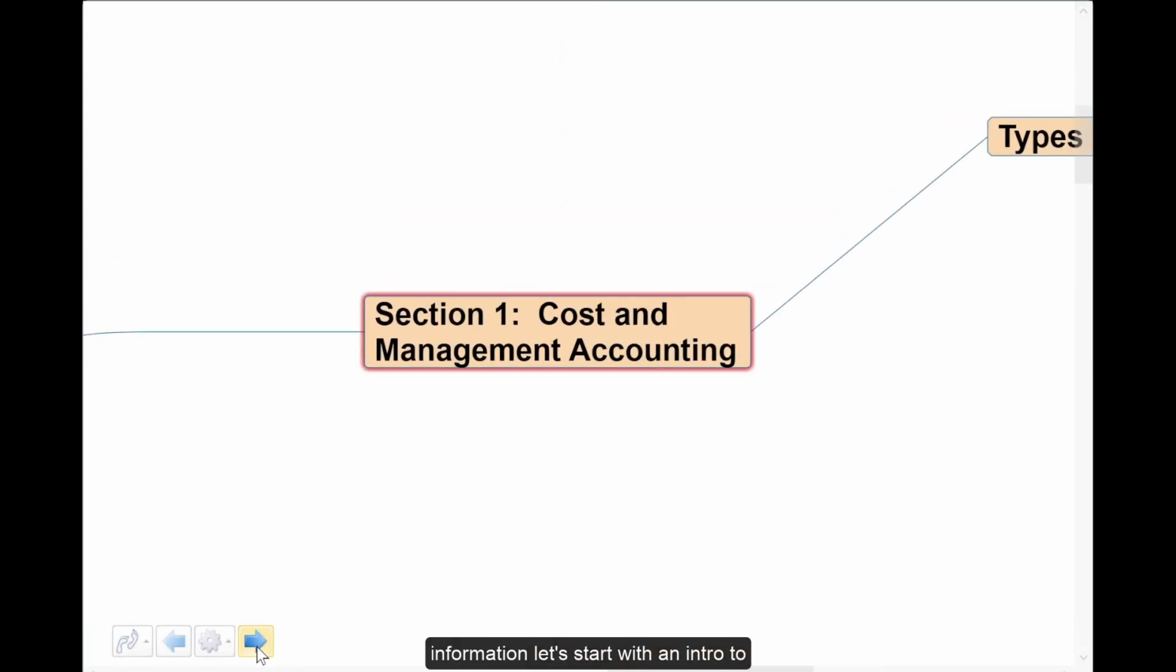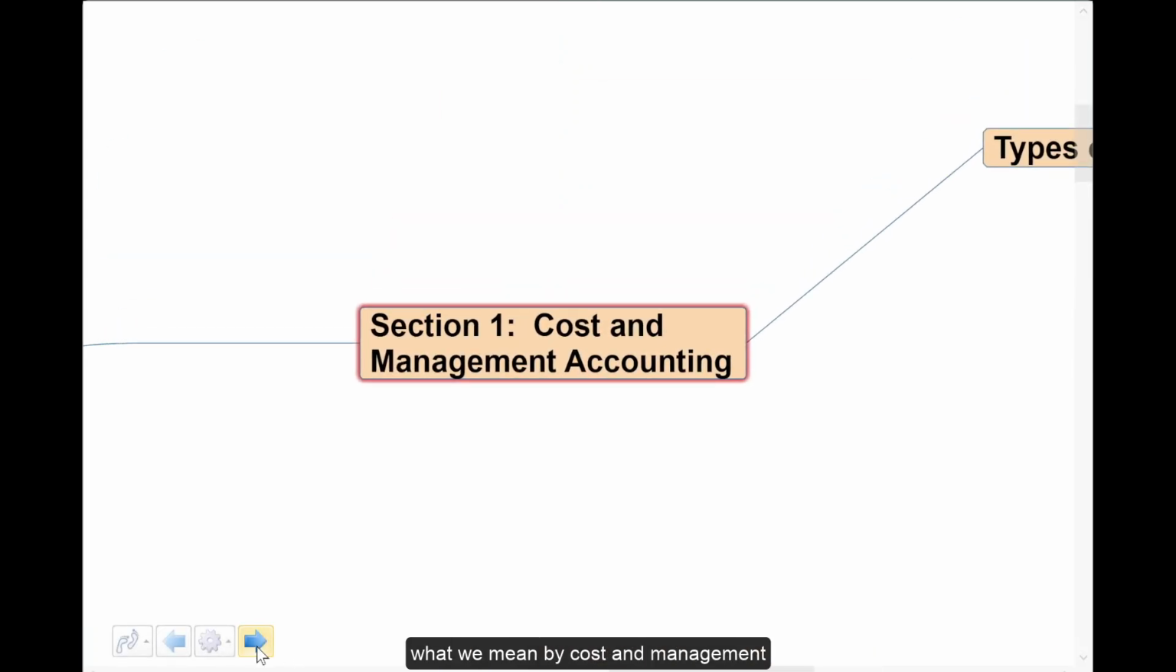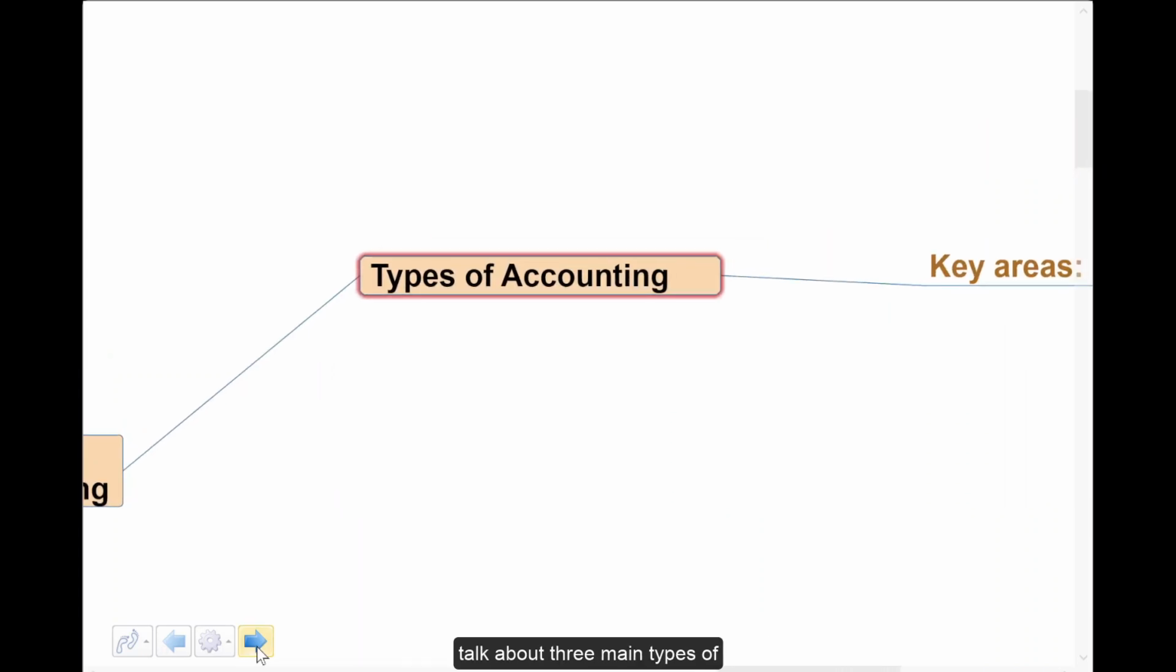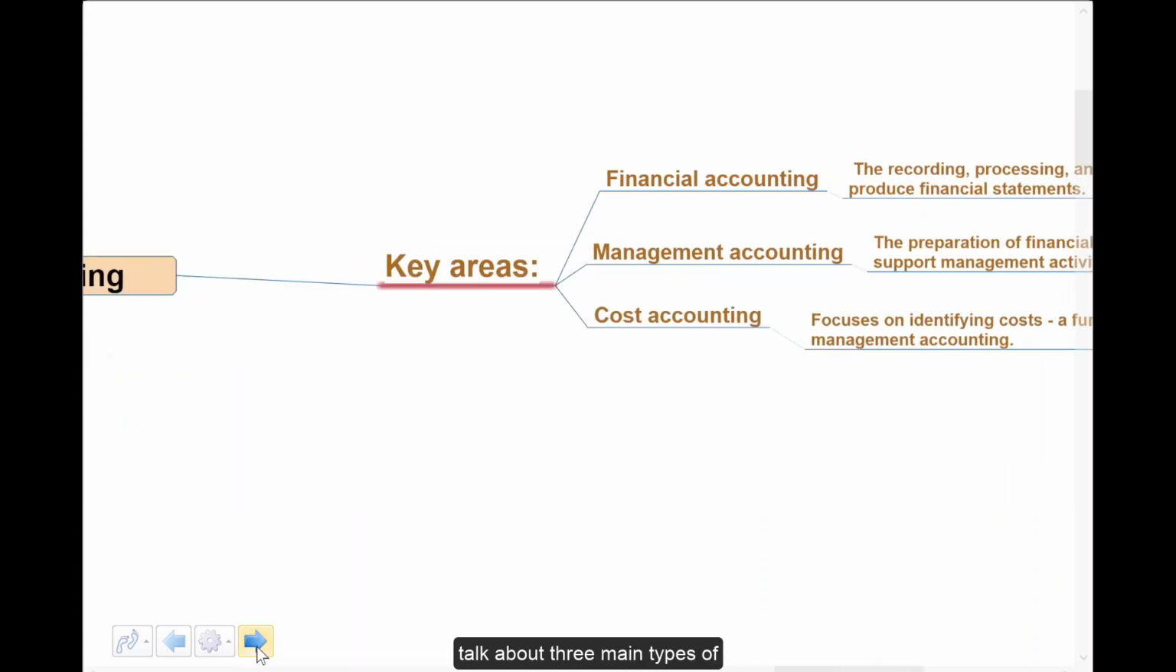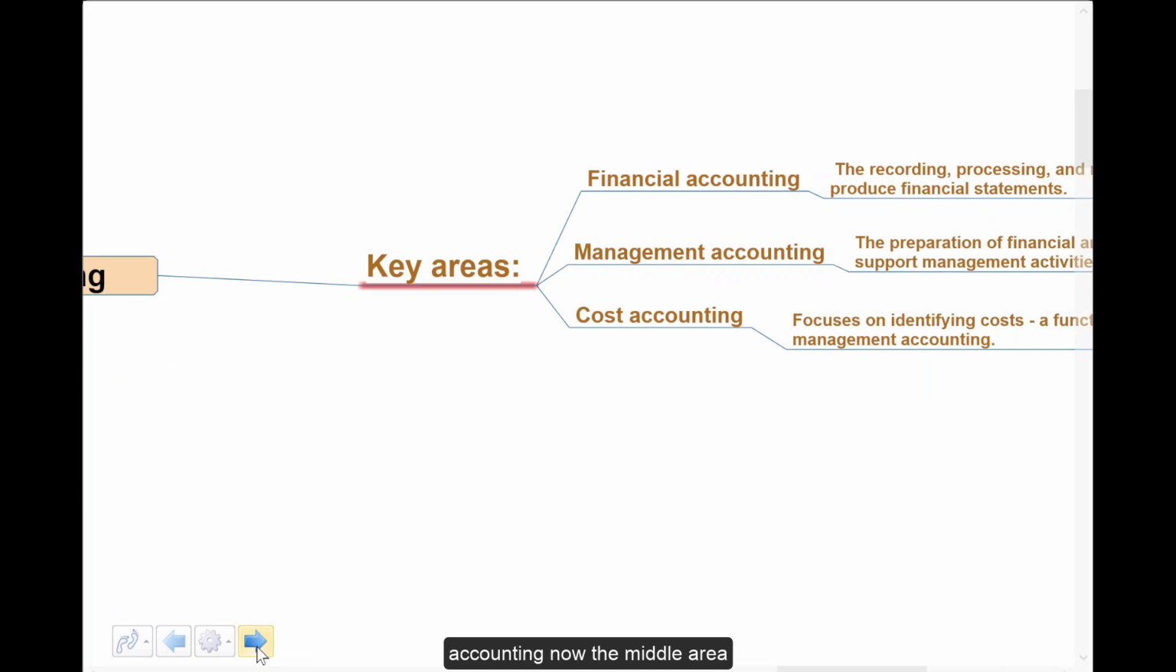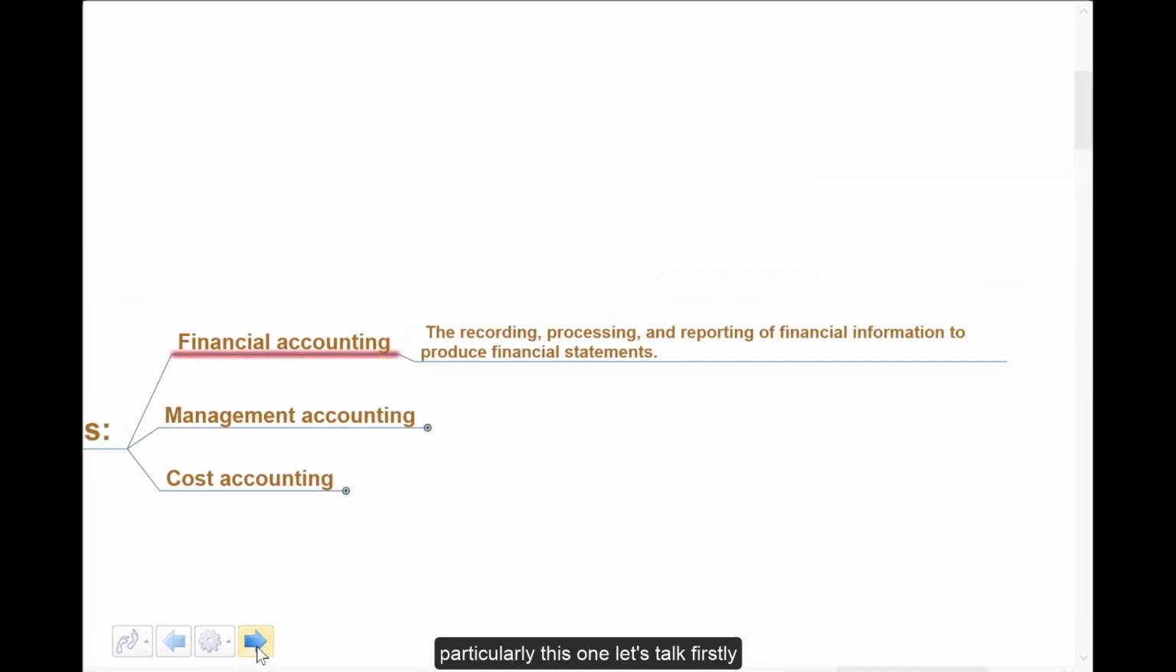Let's start with an intro to what we mean by cost and management accounting in Section 1. We're going to talk about three main types of accounting. Now, the middle area, management accounting, is what we're really focused on, but it's important to get a feel for other areas of accounting. And I'll assume just a very small amount of knowledge in these early chapters, and particularly this one. Let's talk firstly about financial accounting.